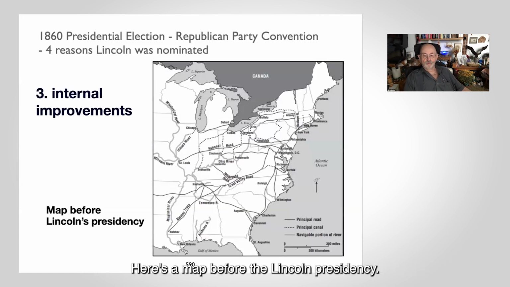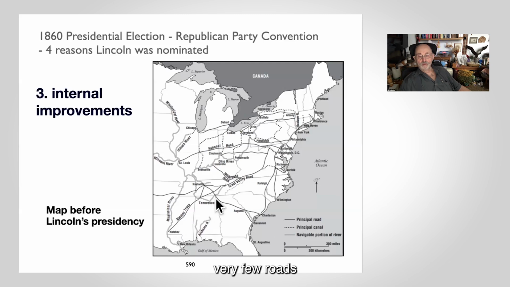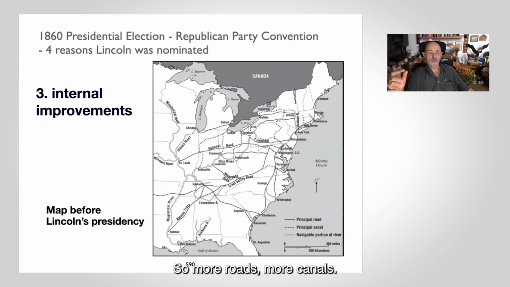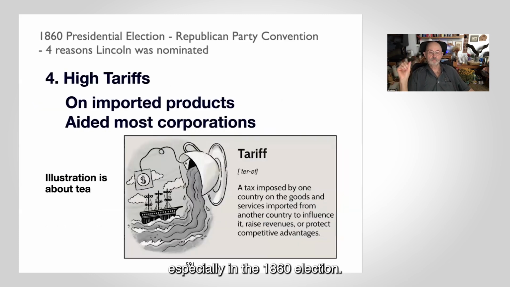Here's a map before the Lincoln presidency. You can see here very few roads, very few canals. These are canals. Not a lot of transportation in these areas here. So more roads, more canals, more railroads, a big issue in the 1860s, especially in the 1860 election.